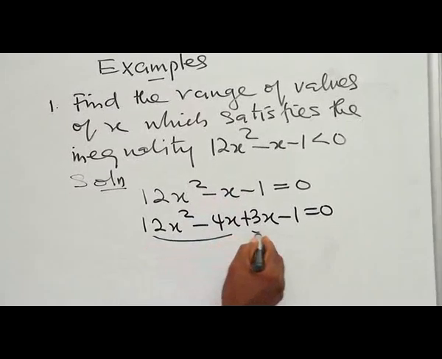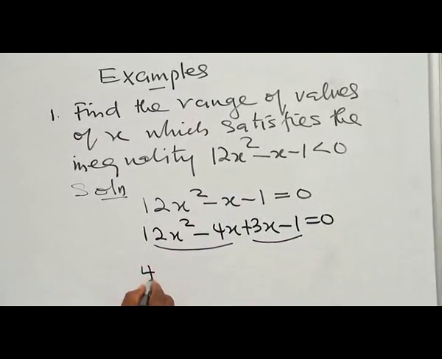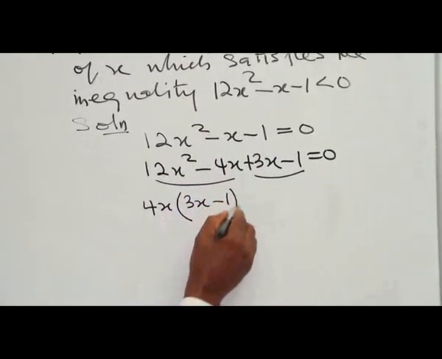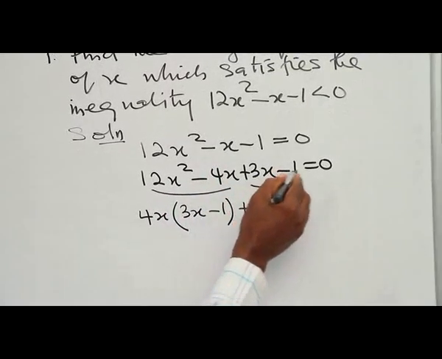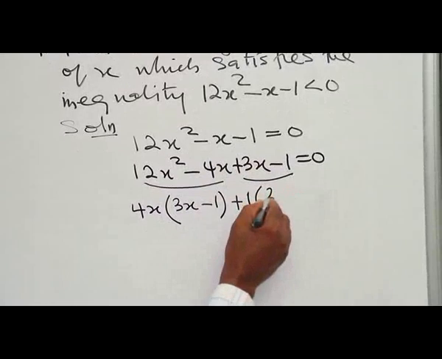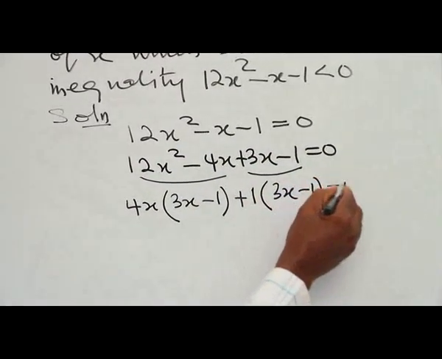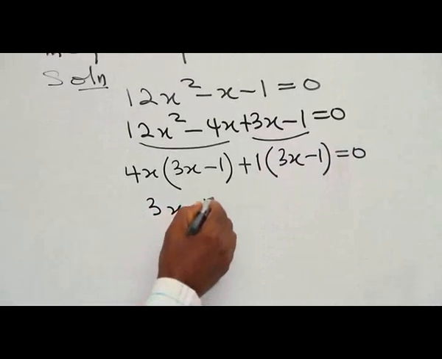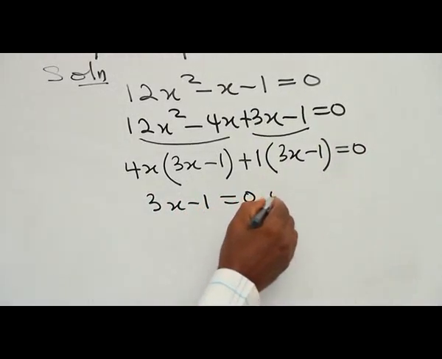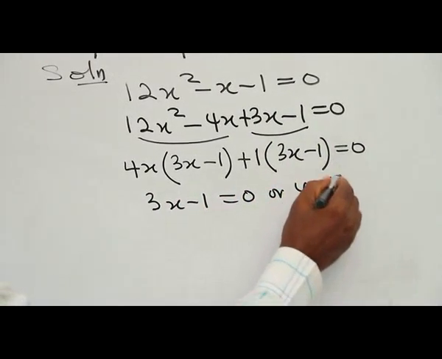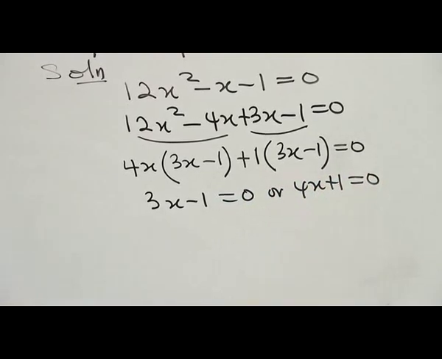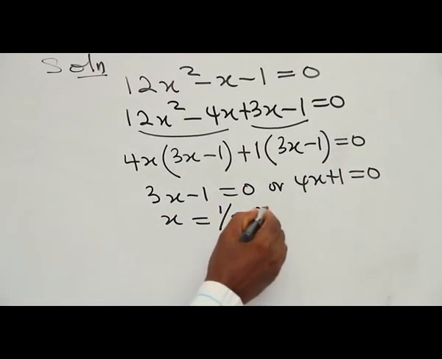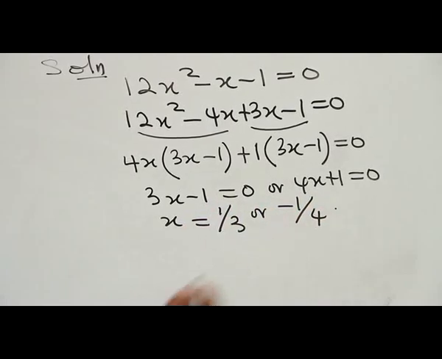You remember 12 times minus 1 is minus 12, and then of course minus 4 times 3 is minus 12, and minus 4 plus 3 is minus 1, which gives you the coefficient of the middle term. So you can pair them, and what is common is 4s, and here 3s, and here is 1, plus 3s and minus 1, 1 is common, so 3s and minus 1, everything equal to 0. What next? It means that 3s minus 1 is equal to 0, or 4s plus 1 is equal to 0. So our s here will be equal to 1 over 3 or minus 1 over 4.